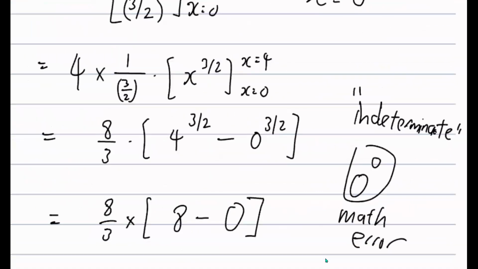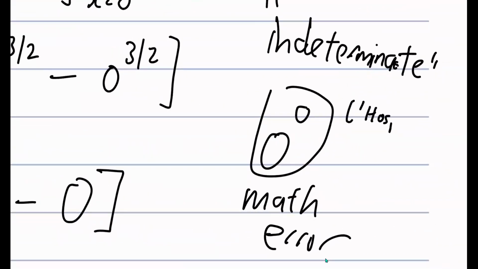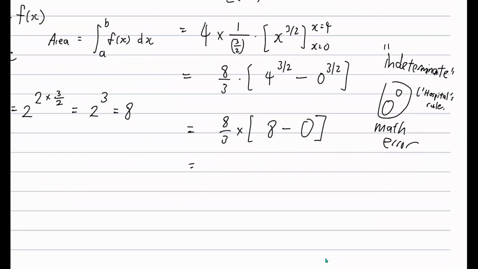You will hear the very funny, sorry, don't say funny, it's the actual person's name. L'Hôpital's rule. Not L Hospital, it's L'Hôpital's rule. You'll learn more about it in the future. Okay, I don't talk about it. 8 minus 0 is 8, 8 times 8 is 64, 64 over 3, and that's your answer.